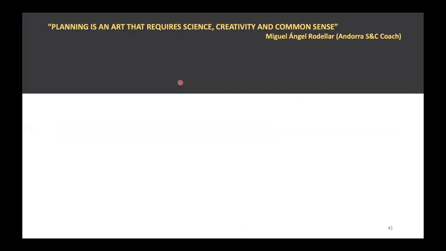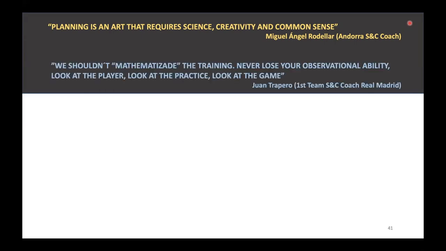Now, to end my presentation, I would like to highlight two quotes. One is from Miguel Angel Rodellar, an Andorra strength and conditioning coach, who said that planning is an art that requires science, creativity, and common sense. The second quote is from someone very special to me, Juan Trapero, the first team strength and conditioning coach at Real Madrid, who always tells me that we shouldn't mathematicize this word, which doesn't exist in English. He's telling us that training is not maths.